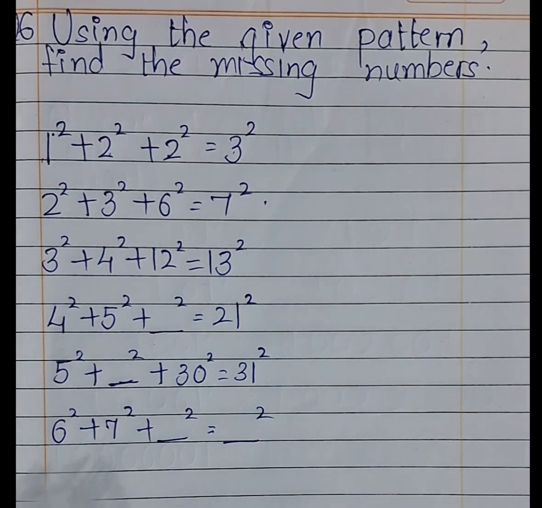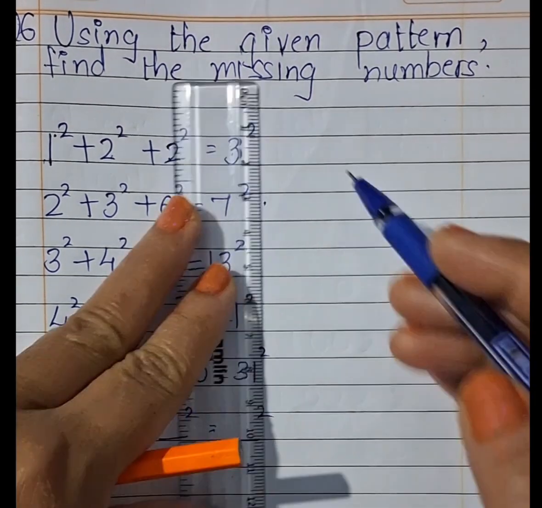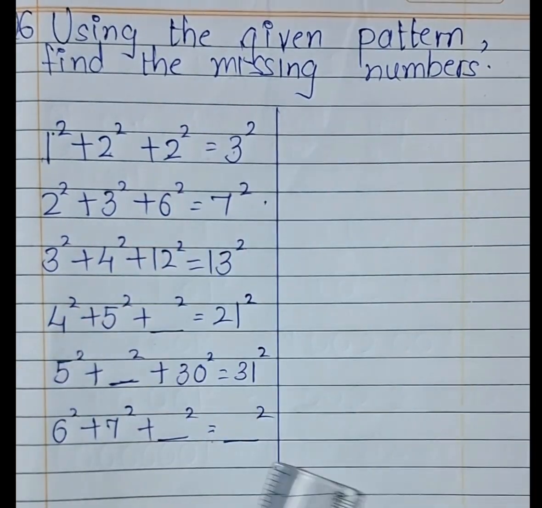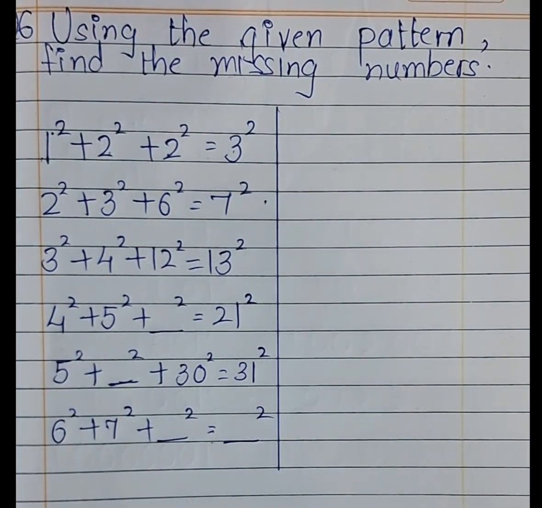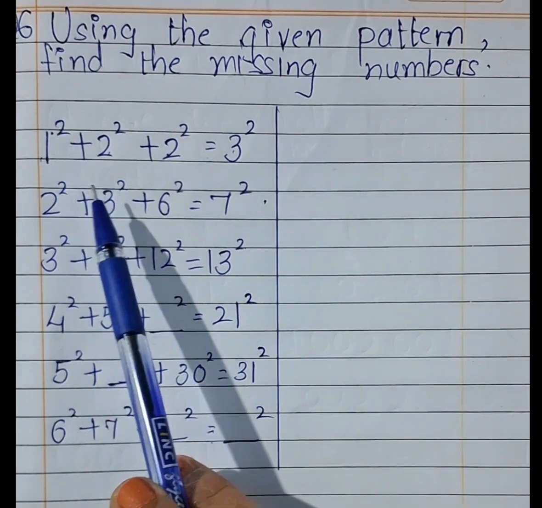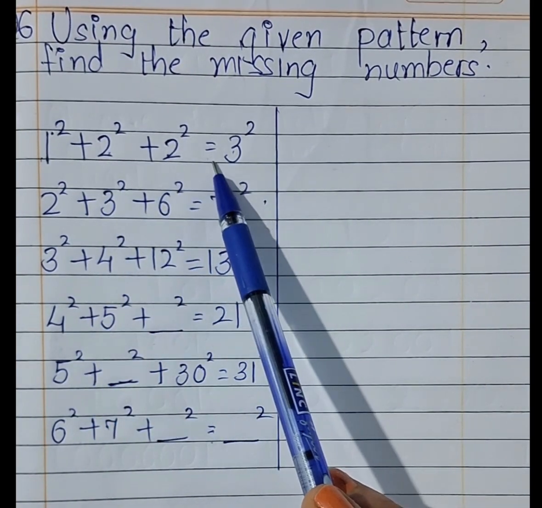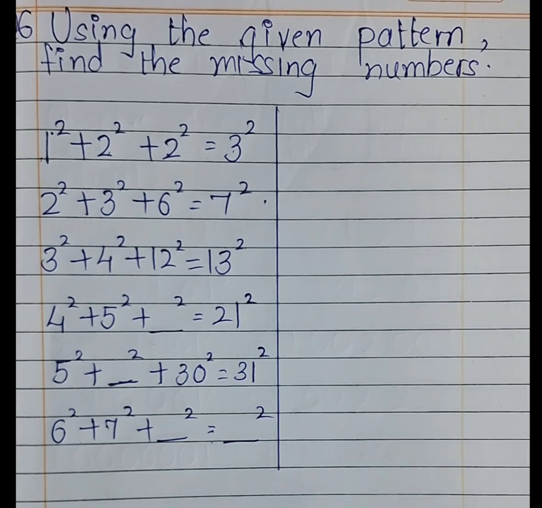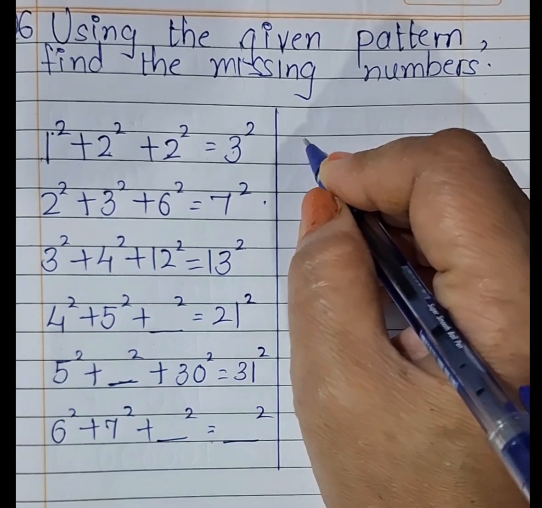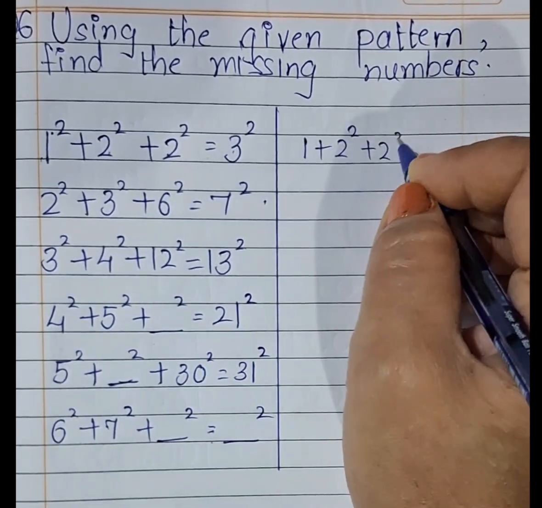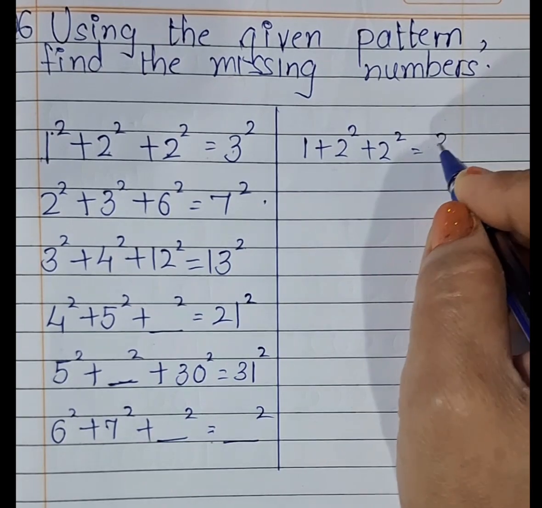Now you can see the pattern given here. Based on this pattern, we just check what is the relation and we will solve the question. Now here you can see that 1 square plus 2 square plus 2 square is equal to 3 square. Here, we can easily make out that 1 plus 2 square plus 2 square is equal to 3 square.